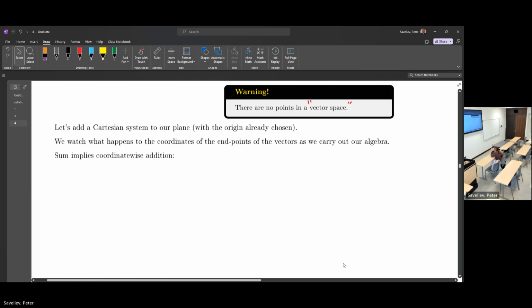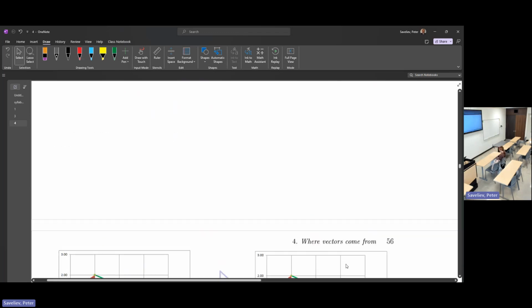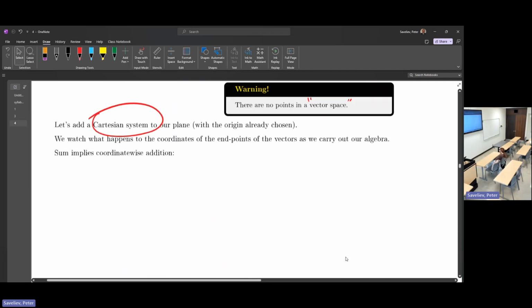Coordinates now. That's the biggest step that we make. We add a Cartesian system to our plane. So once again, we stick to the lower dimensional situation, only pointing out what's going to happen shortly. We're still speaking of the topic; it remains where vectors come from. We're just building up towards high dimensions.